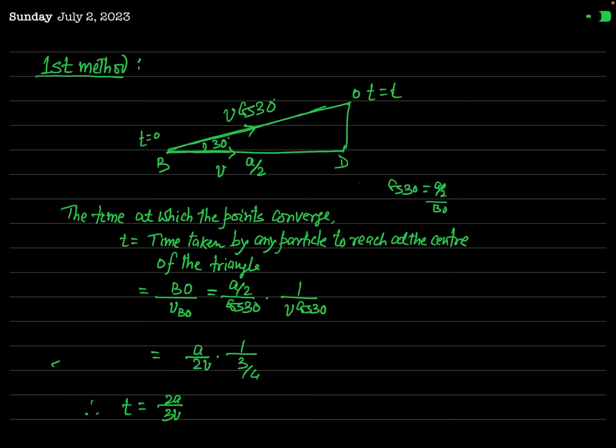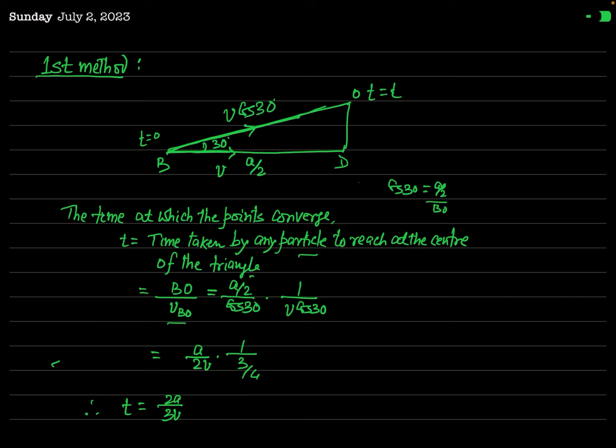So you can say that the time at which all these three particles will converge is simply equal to the time taken by any particle to reach the center of the triangle, and that will simply be distance divided by speed, and this distance will be BO divided by the speed, meaning the component of velocity v along BO.